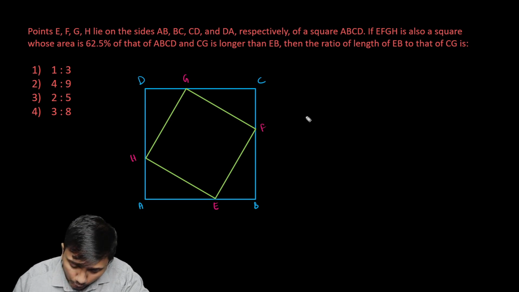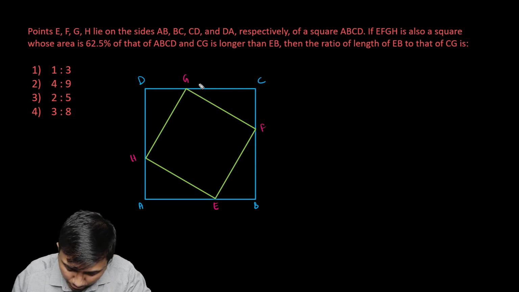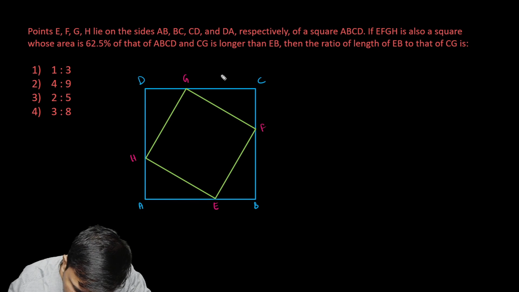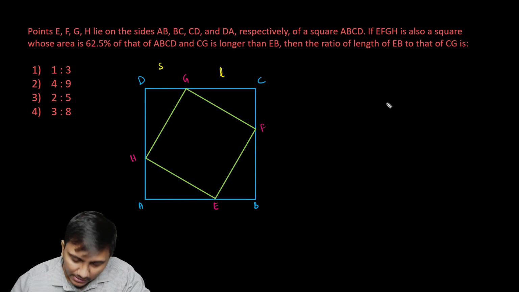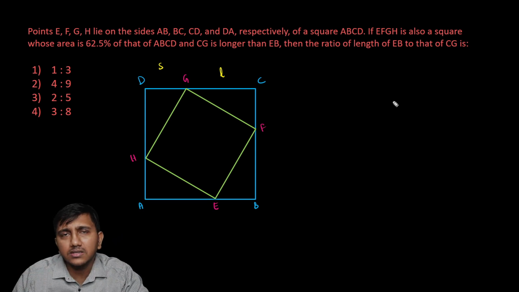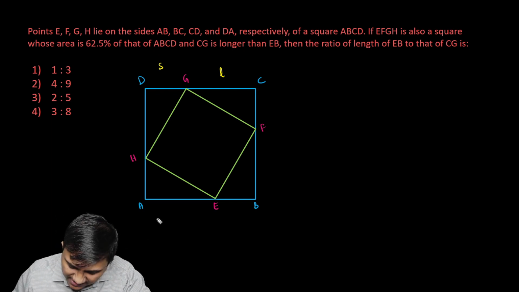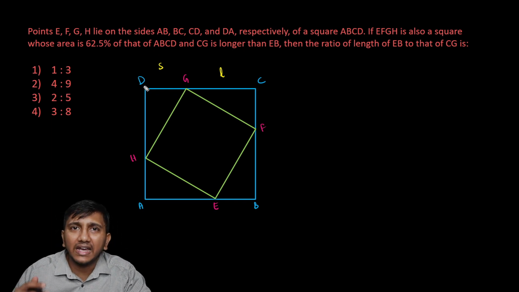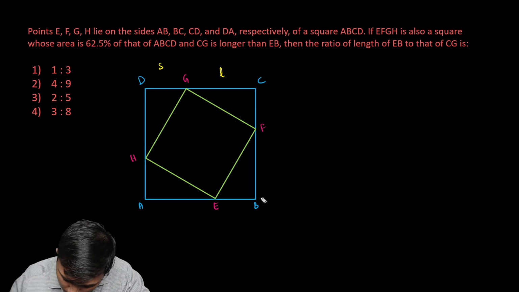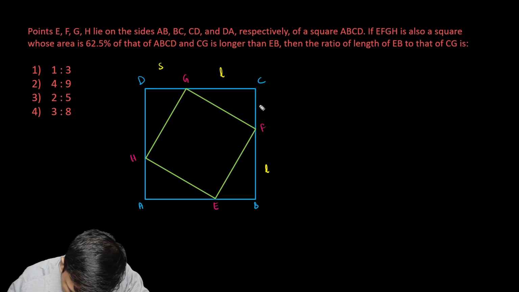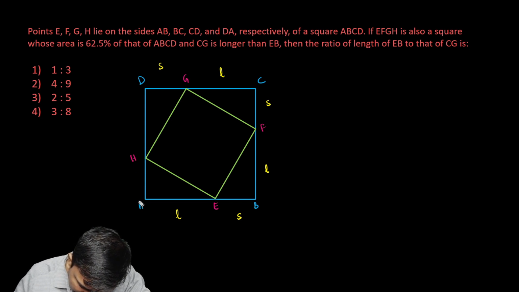Great. So what I'm going to do is I'm going to label these parts of the sides. For instance, CG is the longer side, so let me just label it as L. And the shorter part of the side, I'm going to label it as S. As we have a square inside a square, there is some amount of symmetry that you can assume. So for every side of the big square, I'm going to have L and S in this case. Okay, so this part BF is going to be L and CF is going to be S. EB, the shorter one, is going to be S. EA, the longer one, is going to be L. HA, the shorter one, is going to be S. This is going to be L.